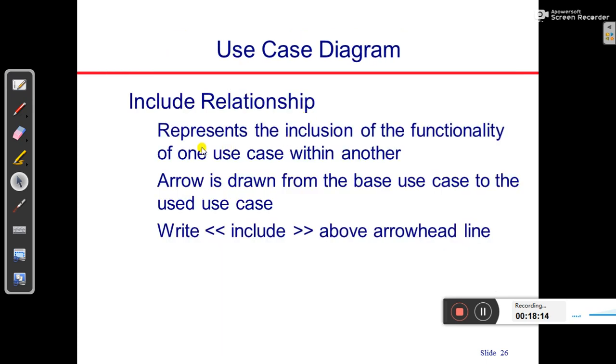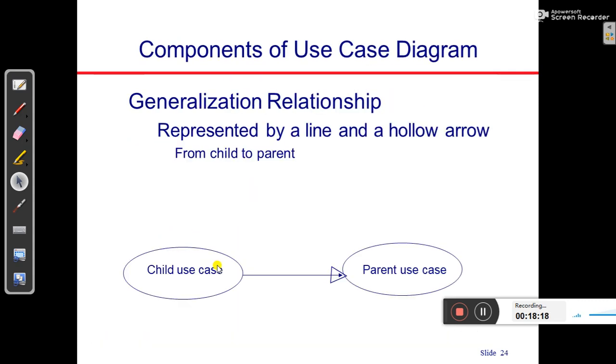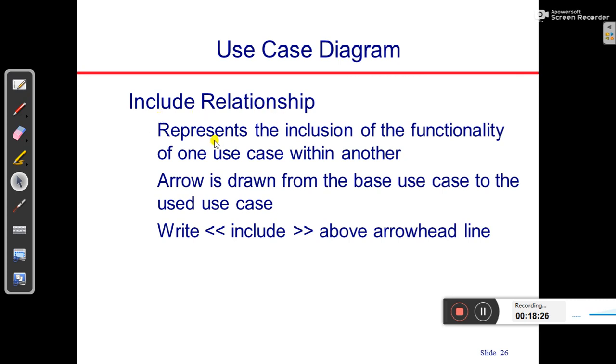Again, there are two more relationships included here: include and extend. Here you can see include and extend marked. So what is this? An include relationship represents the inclusion of the functionality of one use case within another. The arrow is drawn from the base use case to the used use case.